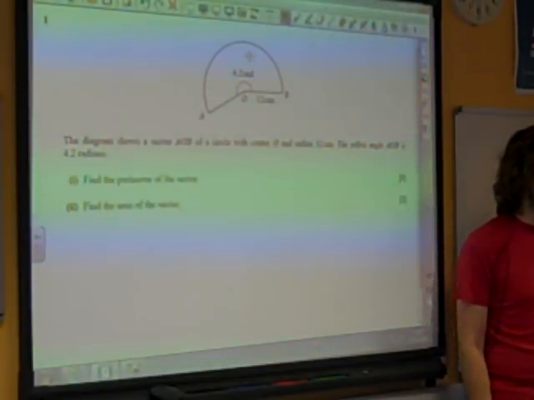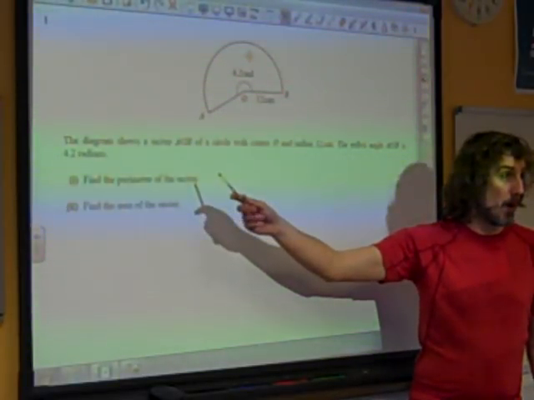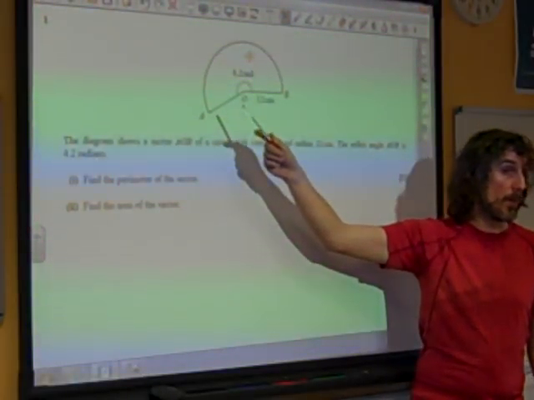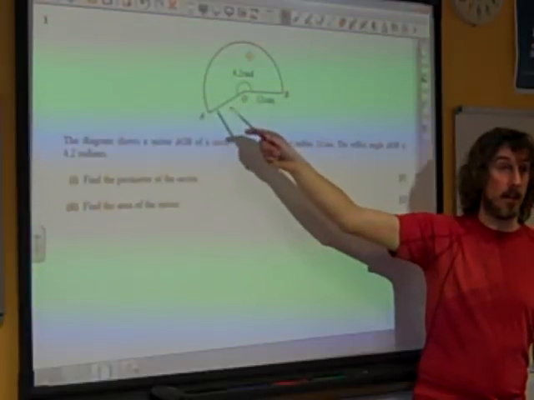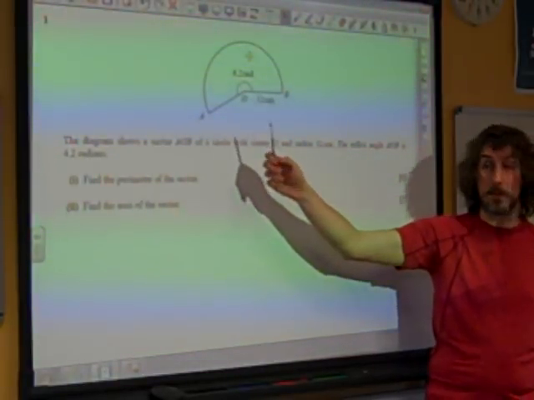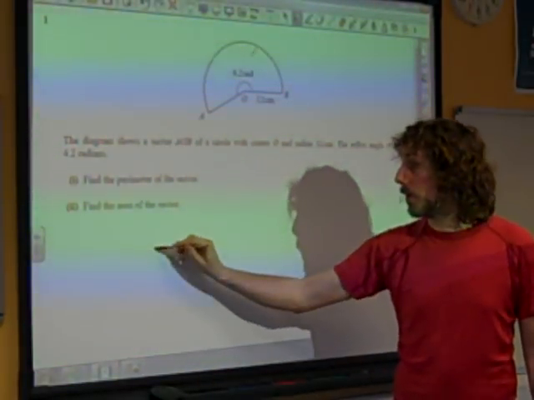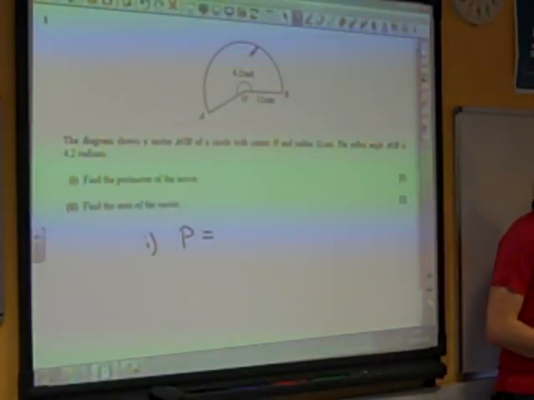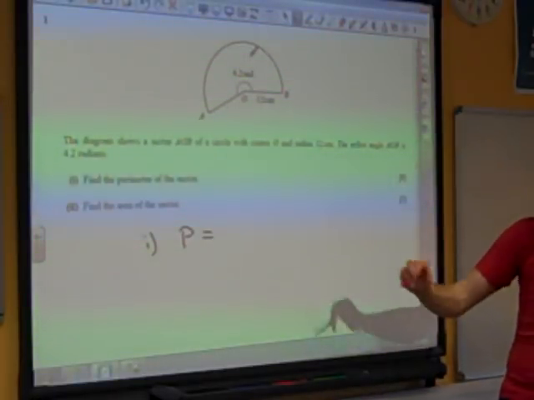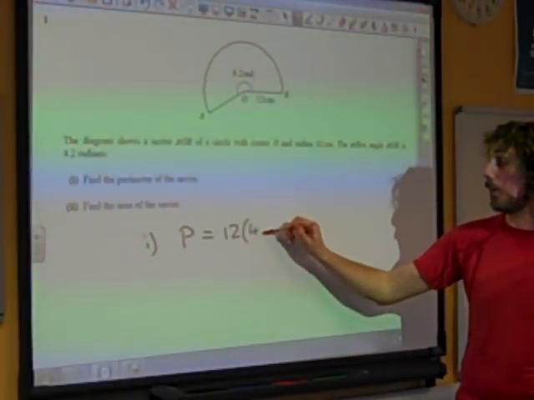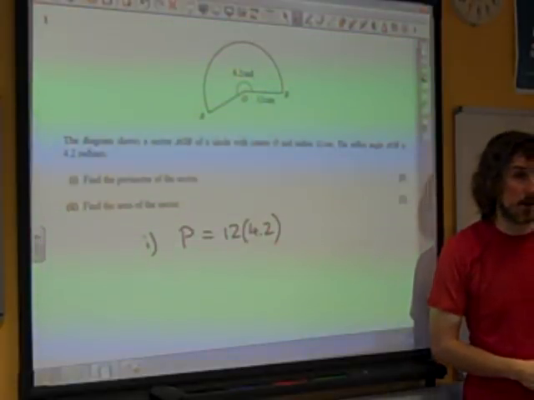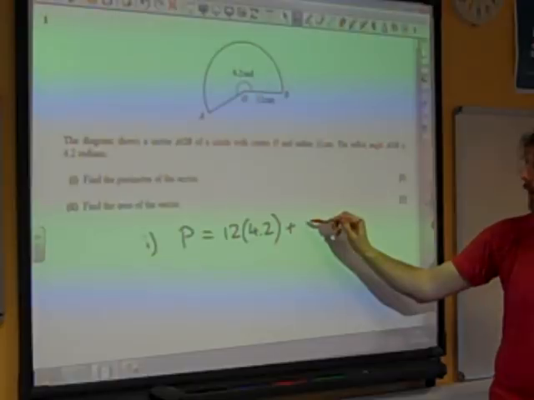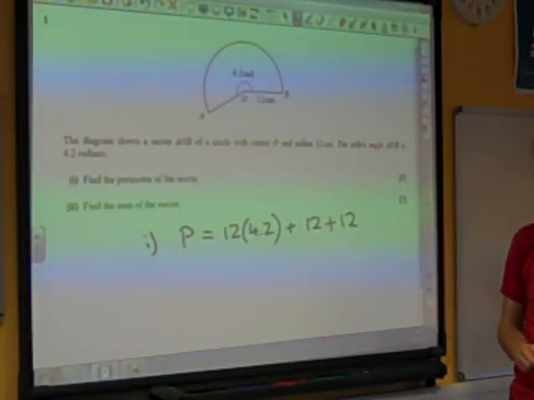All we have to remember is that when they use the word perimeter here, we mean the whole distance around the outside. So we've not just got the arc length to deal with, we've also got the radius, twice. So the perimeter, part 1, is the arc. We've learned that the arc length is r theta, so that is 12 times 4.2, because it's already given in radians. But then we've also got to add on the radius twice.